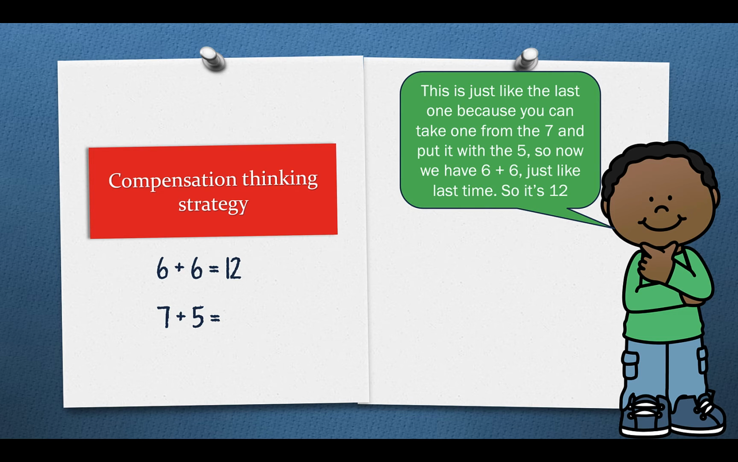The child adjusted the first number in the task, 7, by decreasing it by 1, and compensated for that by increasing the second number in the task, 5, by 1. Now the task has been changed from 7 plus 5 to 6 plus 6, something that has already been figured out. How do children develop thinking strategy ways of reasoning?